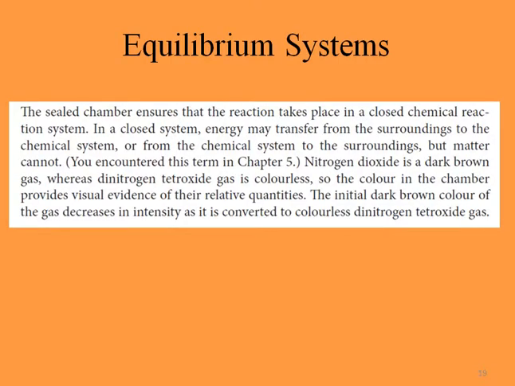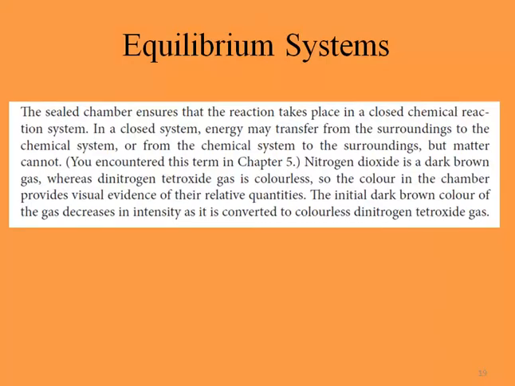So the sealed chamber ensures that the reaction takes place in a closed chemical reaction system. In a closed system, energy may transfer from the surroundings to the system or from the chemical system to the surroundings, but matter cannot. Nitrogen dioxide is a dark brown gas, whereas dinitrogen tetroxide gas is colorless. So the color in the chamber provides a visual indication of their relative quantities.